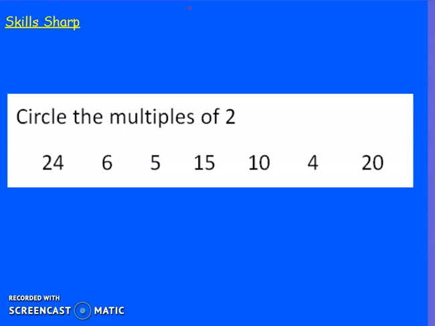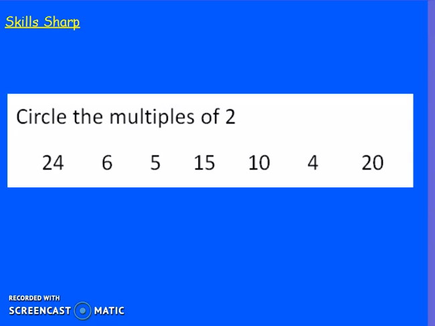Skills Sharp today asks us to recap on our knowledge of the 2 times table. This question asks us to circle the multiples of 2. Multiples of 2 are all of those numbers that come up in the 2 times table. Let's chant in our 2s together and circle any numbers as they appear on the board.